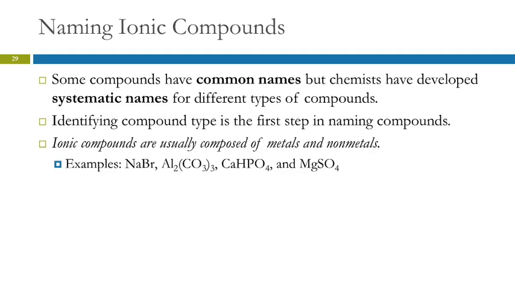So we've learned how to identify ionic compounds. The first element is a metal. That's the key. There's only one exception to that you need to remember. If it starts with NH4, it's an ionic compound. But here we have some examples. Sodium bromide, that's a metal, metal. Those are all ionic compounds.